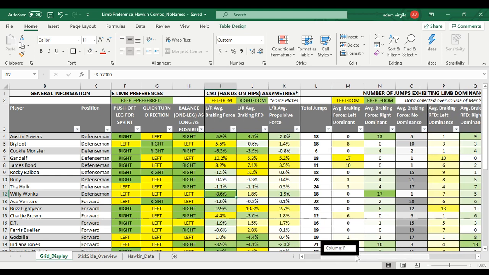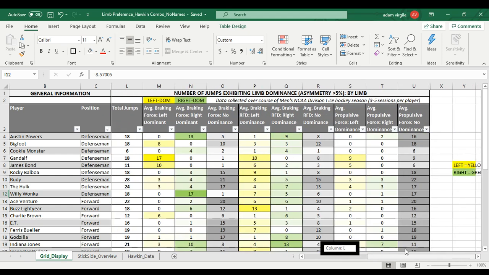So within these jumps, what we also did is we segregated the jumps out. I just picked a number, 5% asymmetry, that I considered clinically significant. I don't know if it is or not. And we counted the number of jumps that the guys had where they exhibited dominance in either direction.